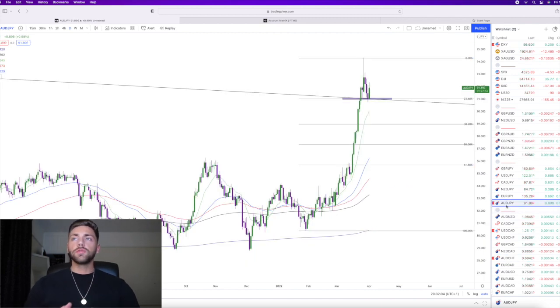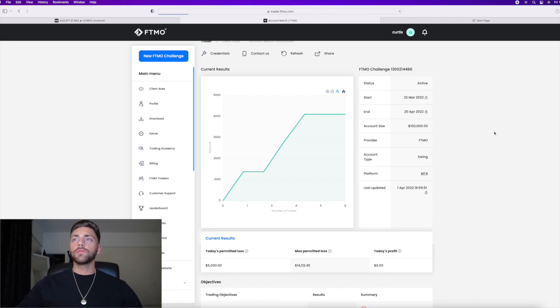So that was pretty much it for this week. We had the 1 TP and a couple missed trades. So let's have a look at the FTMO.